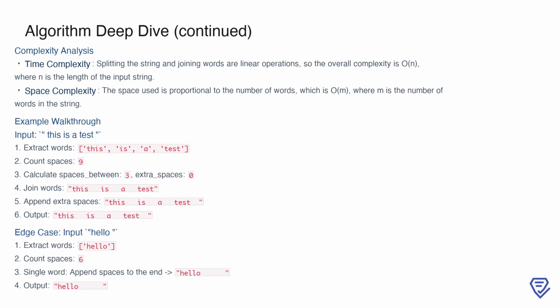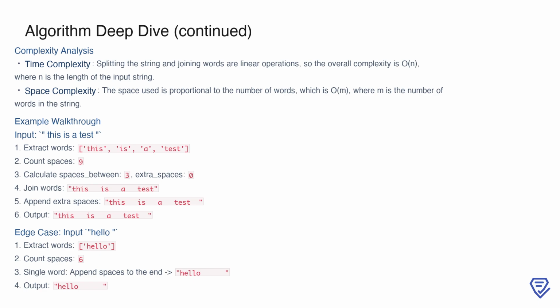For a concrete example, consider the input string "this   is   a   test". First, we extract the words as ["this", "is", "a", "test"] and count 9 spaces. Then, we calculate spaces_between equals 3 and extra_spaces equals 0. Joining the words with 3 spaces gives "this   is   a   test", and since there are no extra spaces, the result remains "this   is   a   test".